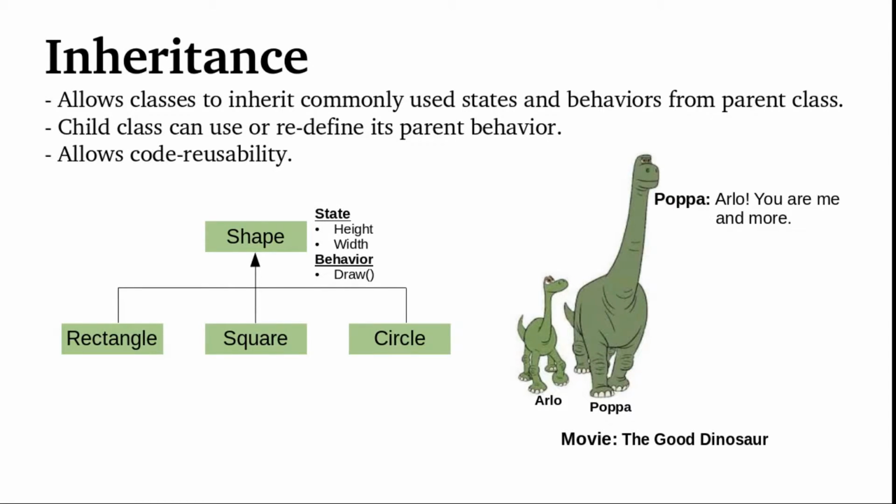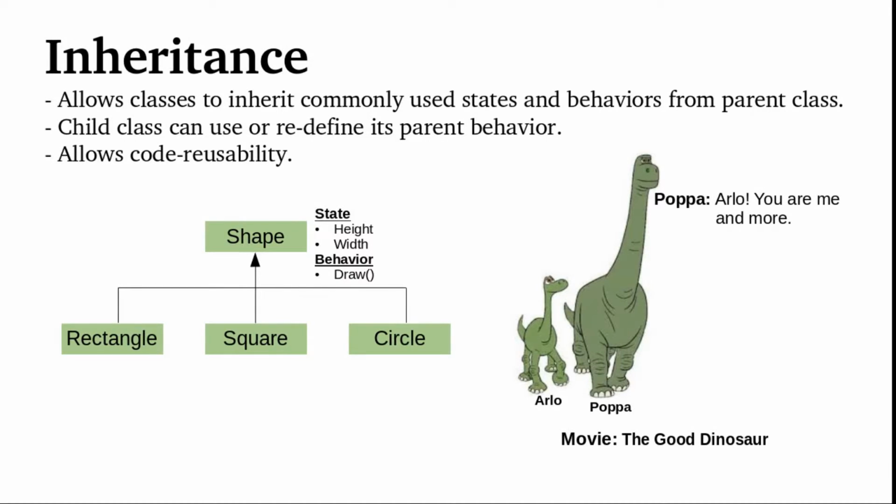Rectangle, square and circle are children extending their parent called shape. So by default the behavior draw from the parent class shape is available to all child classes. So a child class can either continue to work with the inherited behavior or completely rewrite it to suit its requirement.